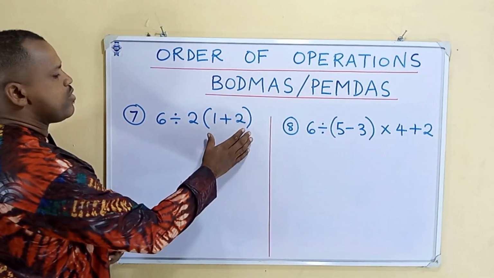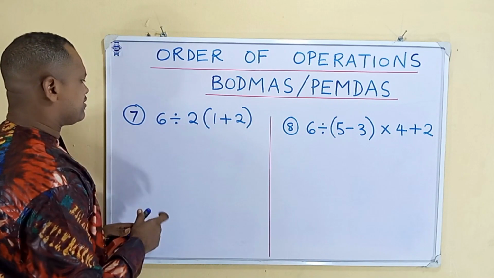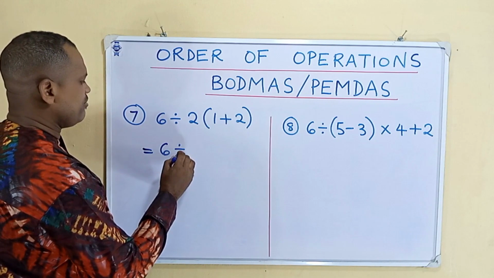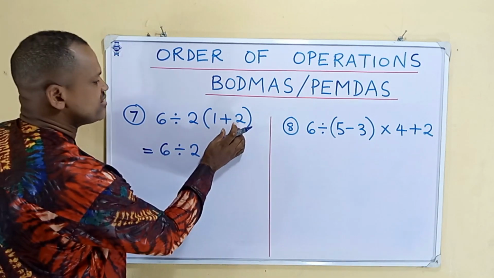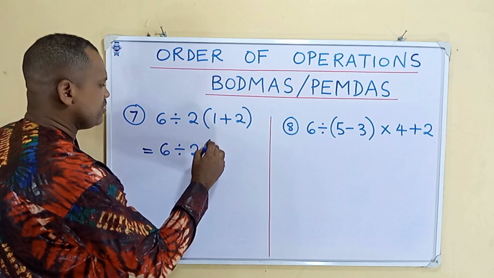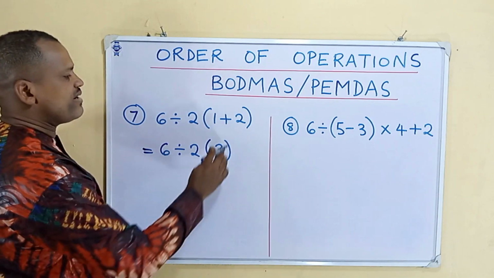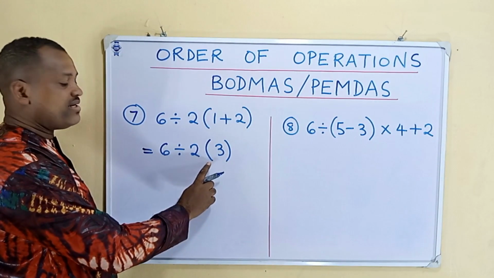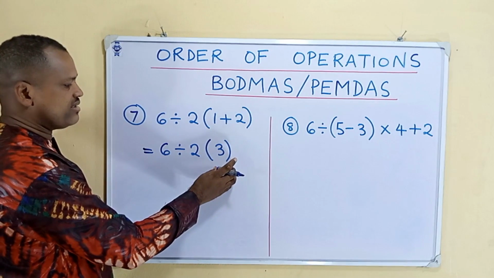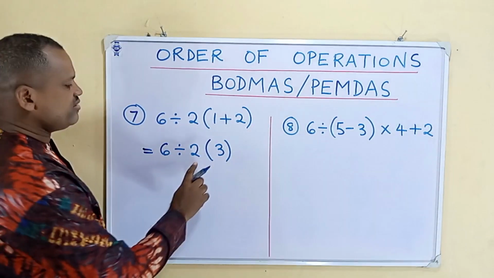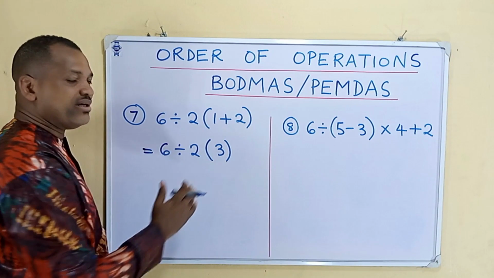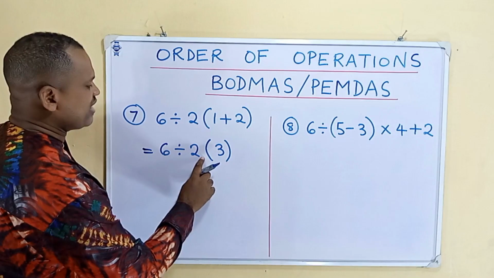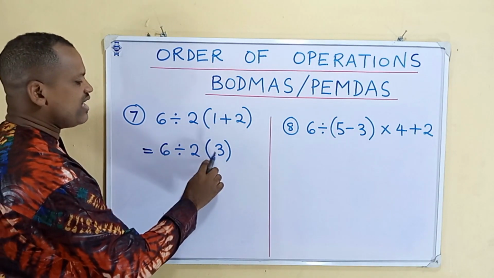Number 7, we have to solve what is inside the bracket first. The rest, you write them. Equal to, this is 6 divided by 2. All this inside the bracket is 3. So, 3. I'm writing the bracket still because there's a number beside it. That's why I'm writing the bracket. So, by the way, if you see a number beside a bracket, it actually means times in mathematics. So this is 2 times 3.